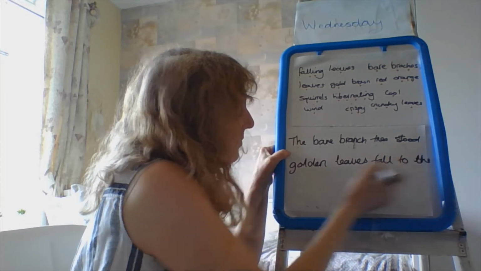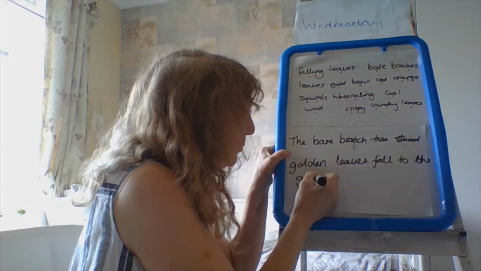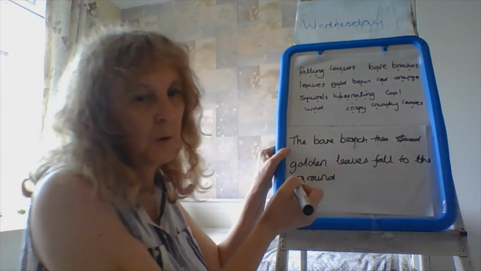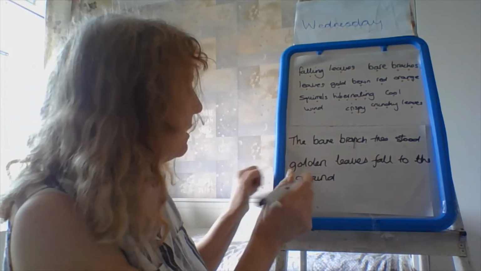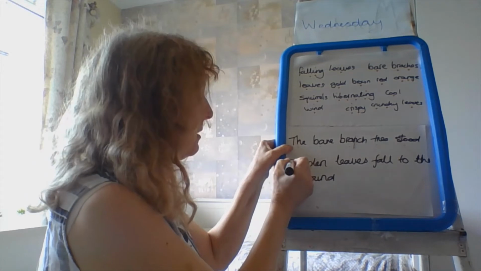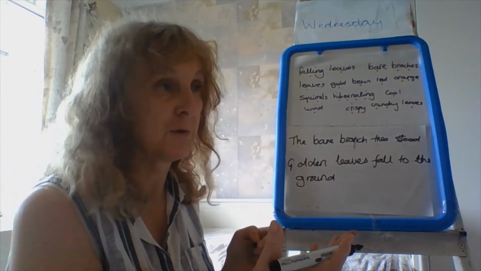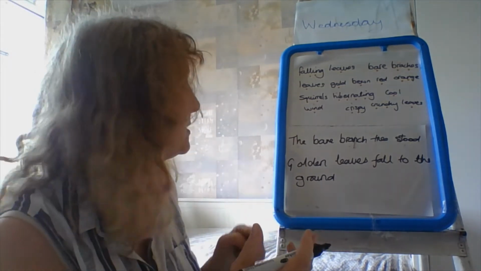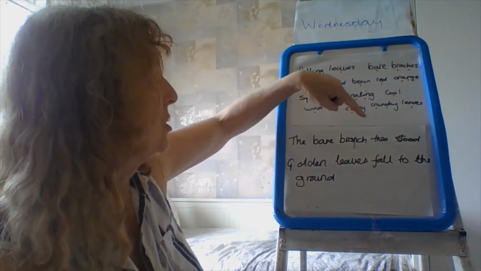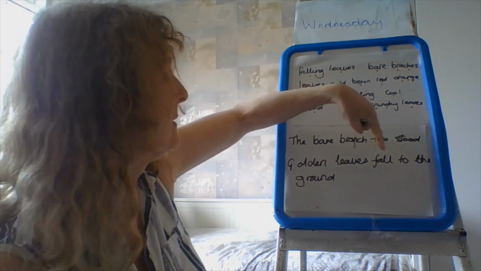I wish I'd got more room on my board. It's a bit small, isn't it? Golden. Oh, need a capital G because it's the start of a new line in poetry. Don't need any full stops. We do need to start with a capital letter. The bare branch tree stood. Golden leaves fall to the ground.